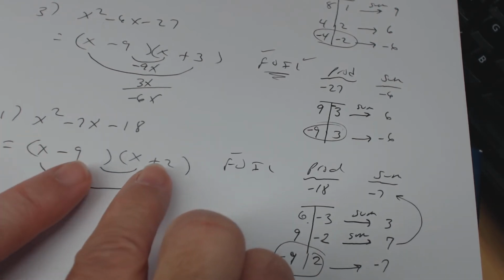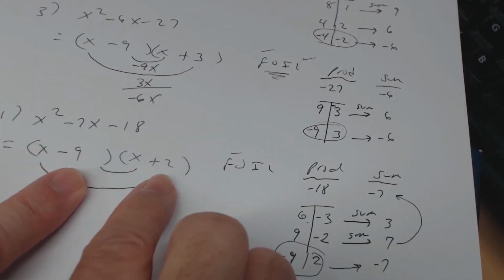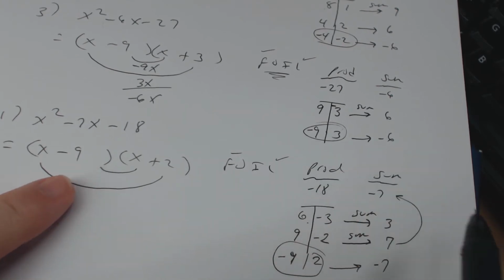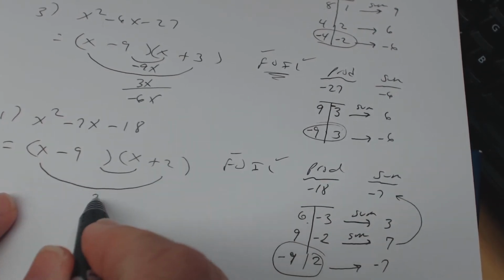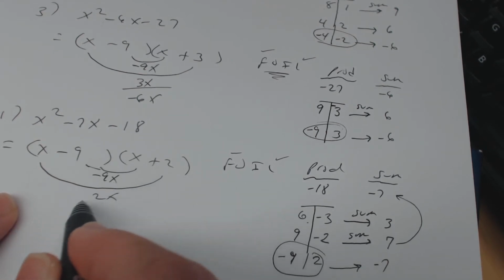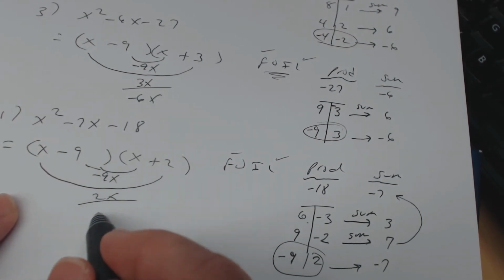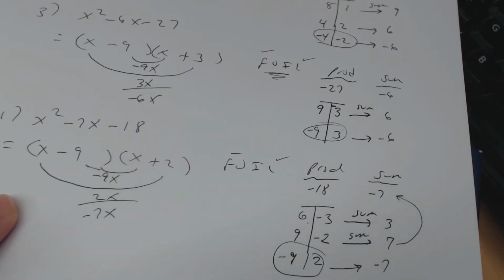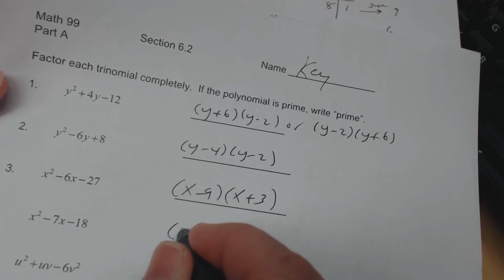X times x is x squared. A negative 9 times a positive 2 is a negative 18, so that takes care of L. And then the outer is 2x. The inner is negative 9 times x, negative 9x. And when I combine like terms, I get negative 7x, and that's what you wanted. So the answer to number 4 is x minus 9 times x plus 2.